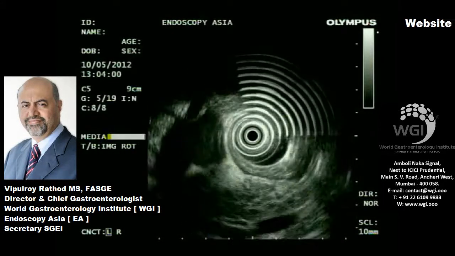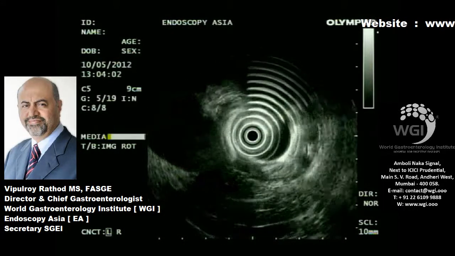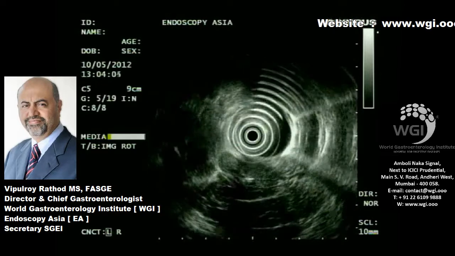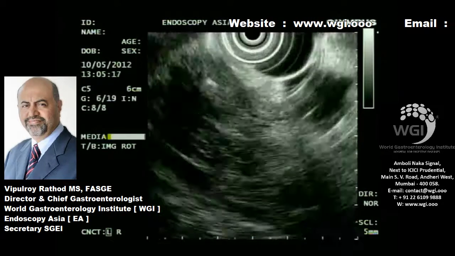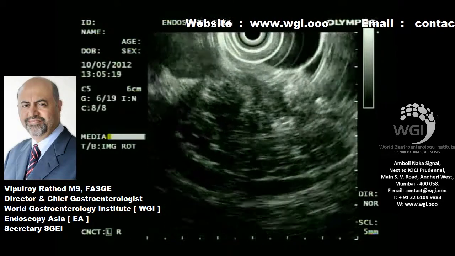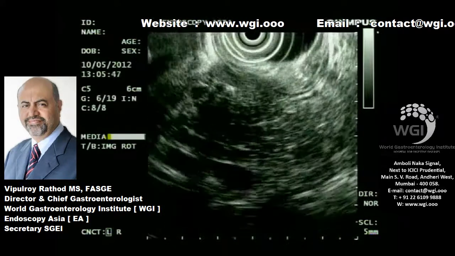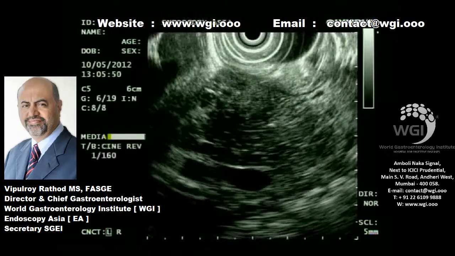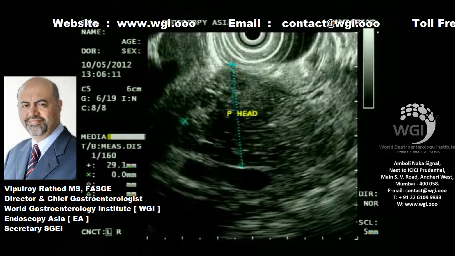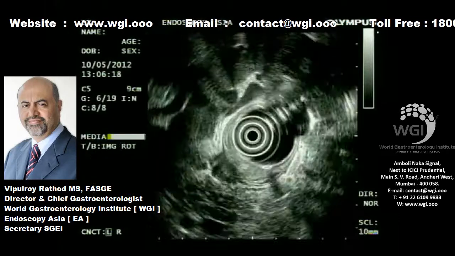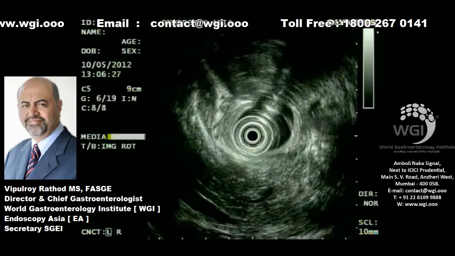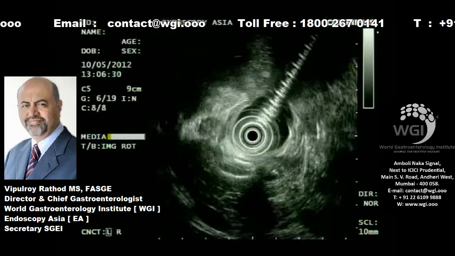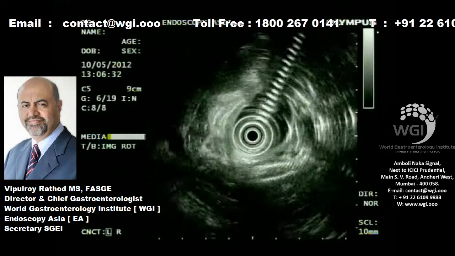A 68-year-old gentleman was referred to us for evaluation of a suspected pancreatic head lesion. On EUS, you can see an irregular hypoechoic lesion in the pancreatic head, measuring 3 centimeters by 3 centimeters, and this patient has a metal stent. You can see the metal stent on EUS.